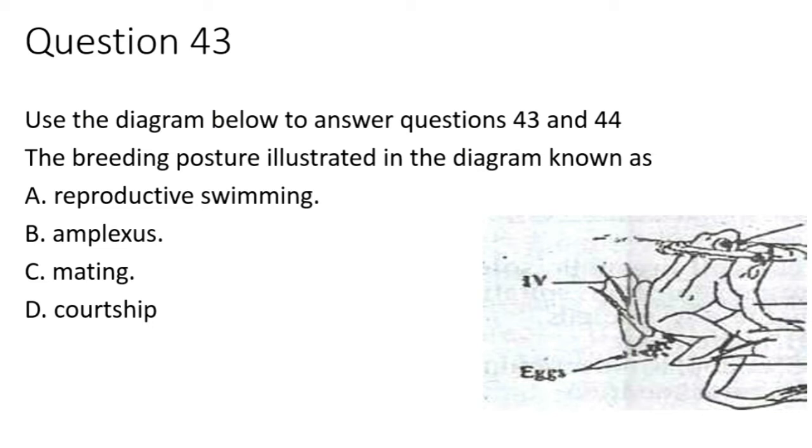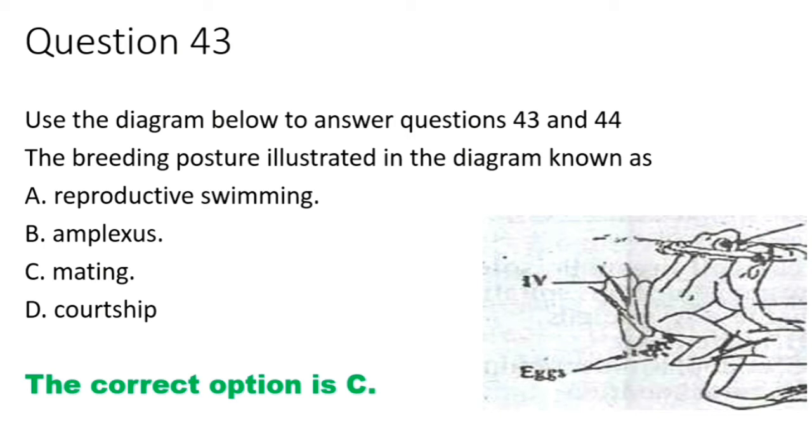Okay? What they are doing is not reproductive swimming. In toad courtship, the male toad will croak and attract the female toad to come by. So that croaking is the courtship in toads. But the posture that they have taken now, where the female toad has started laying eggs, is the mating posture. So the correct option here is option C. The two frogs or toads here are mating.